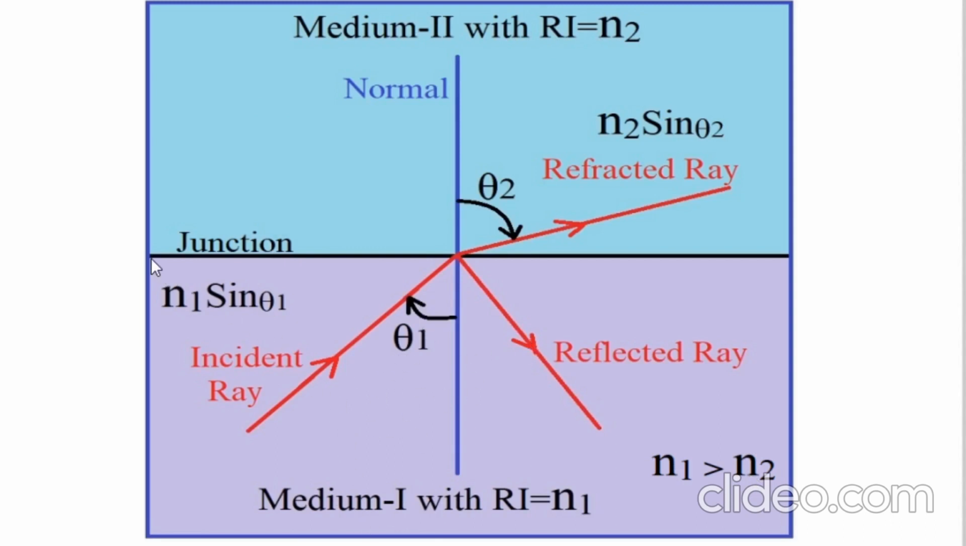Now, this is the junction of the two media, N1 and N2. Medium 1 has refractive index N1, medium 2 has refractive index N2. Now, what will we do here? We will launch the incident ray at any point on the junction. Normally, we select the center point. So when you launch the ray at the junction of medium 1 and medium 2 having RI N1 and N2, but N1 is greater than N2, then, as we discussed earlier, when the ray of light strikes the junction, that ray of light will be reflected back into the same medium.